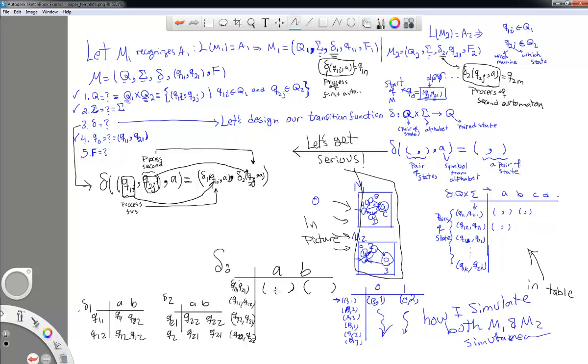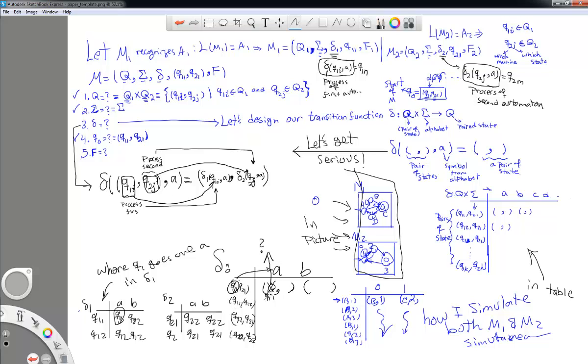Where is the first element? What is this guy? How can I calculate this guy? To calculate this guy, you see where Q sub 1 goes for A in delta 1. We see where Q sub 1 goes over A in delta 1. It stays in Q sub 1 1. So this is going to be Q sub 1 1.